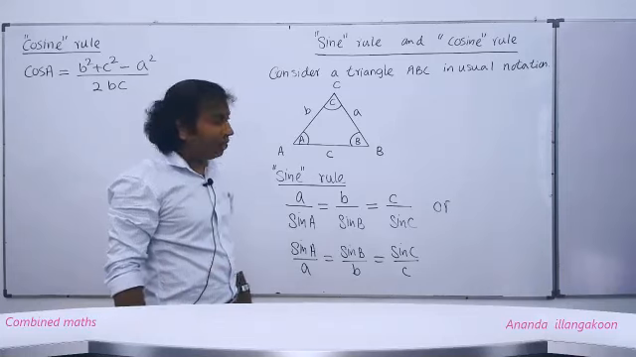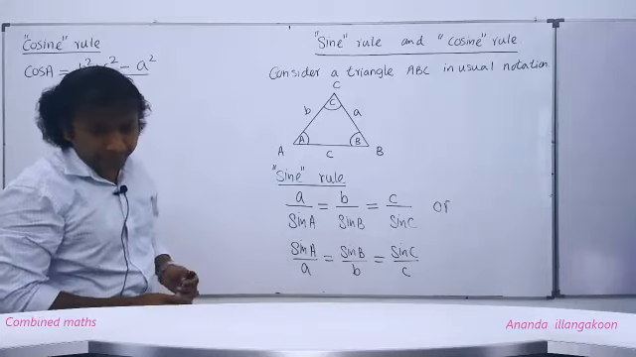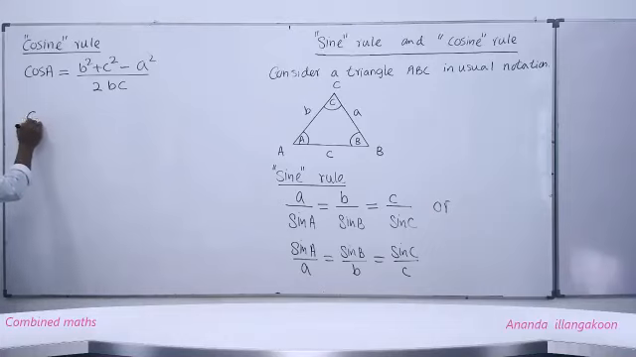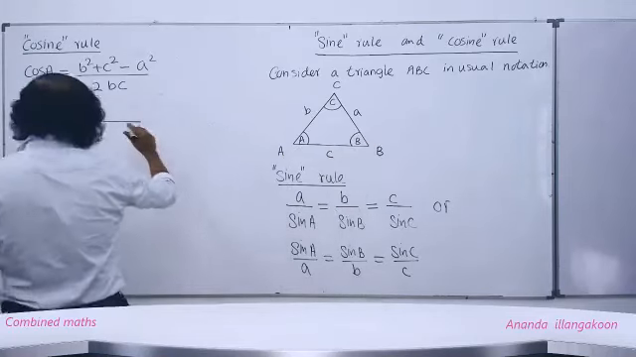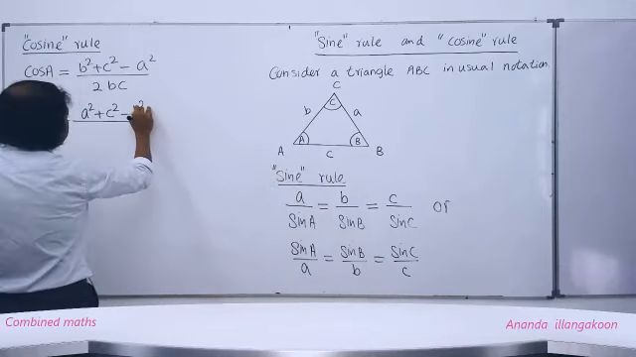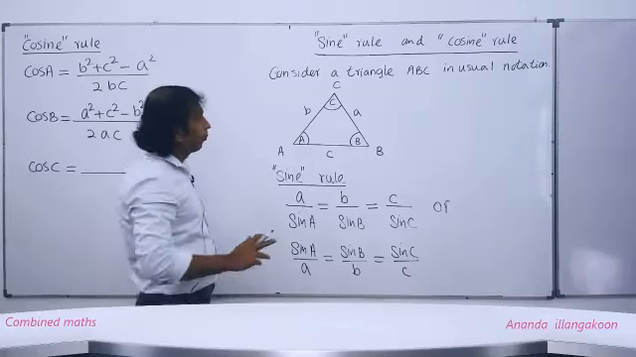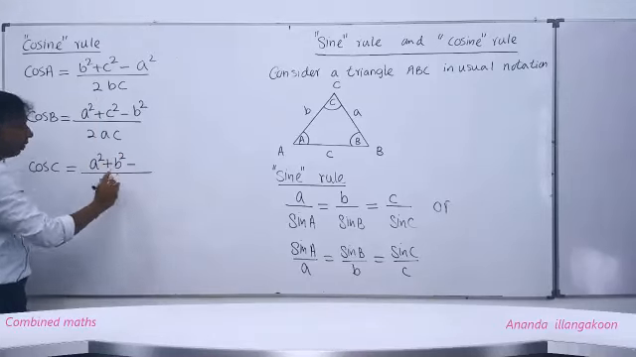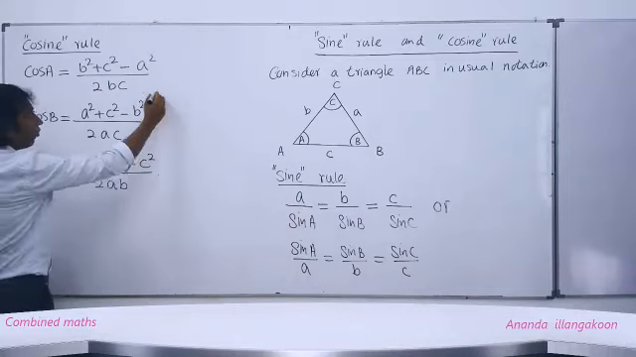Similarly, you can write cos B and cos C. Right? I write on that too. Quite following this. Cos B and cos C. And remember, cos B when we write: the angle B here, no? Adjacent sides A and C. A square plus C square, minus the opposite side B square, divided by 2 times AC. Cos C: the adjacent sides of the angle C are A, B. Sum of the squares of A and B, A square plus B square minus, because the opposite side is C square, divided by 2AB. These are the three forms.